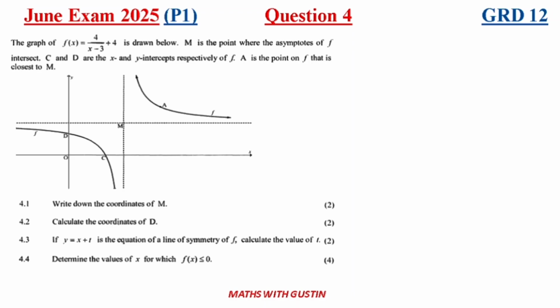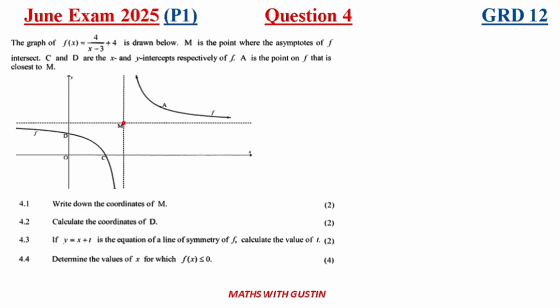Let's have a look at question 4. It says the graph of f of x is drawn below, which is the graph that we can see right here below, and it's also a hyperbola. And then they said M is a point where the asymptotes of f intersect. So this is the point where the asymptotes intersect.